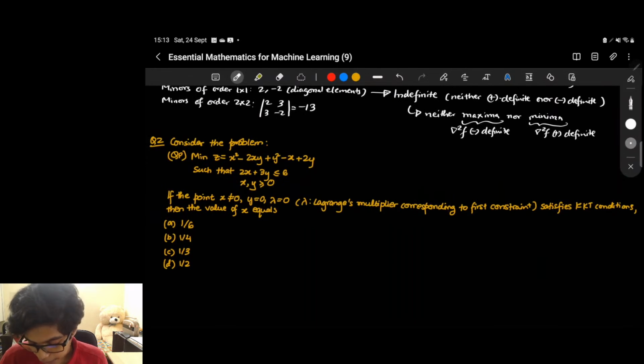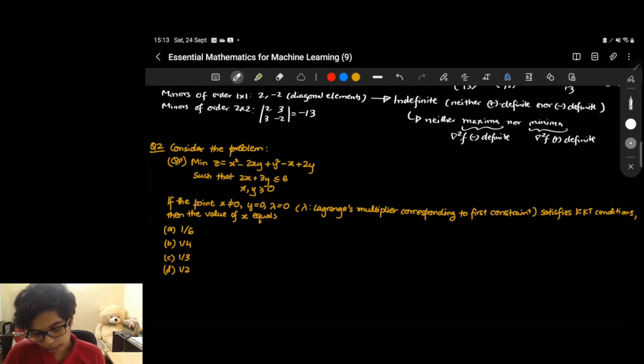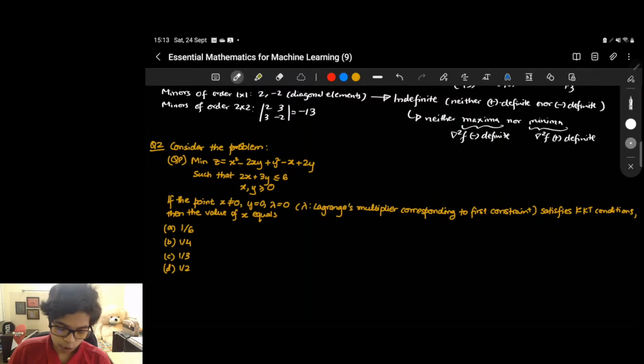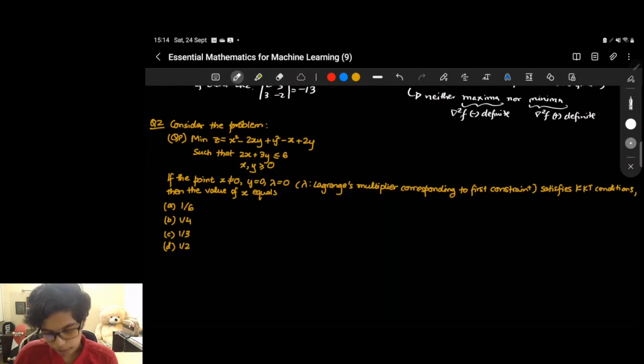Now let's move to the next question. Consider the problem of minimizing z equal to x squared minus 2xy plus y squared minus x plus 2y, under the constraint that 2x plus 3y less than or equal to 6, and x, y both are greater than or equal to 0.